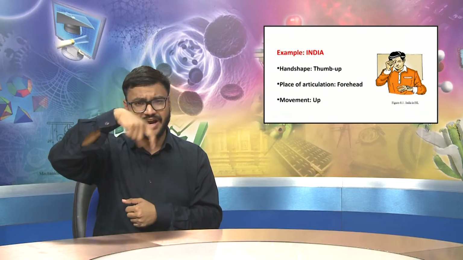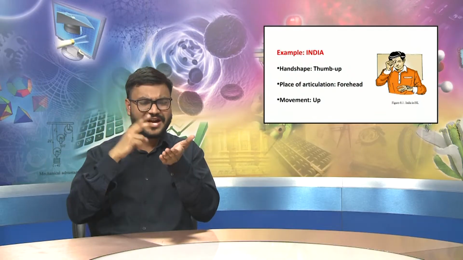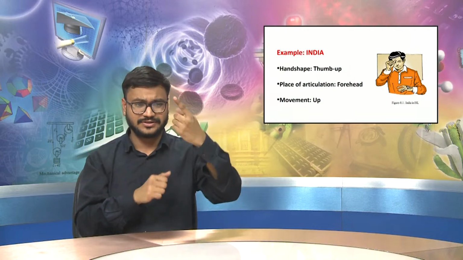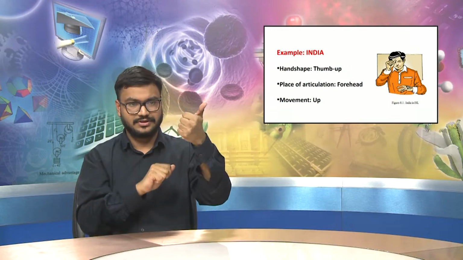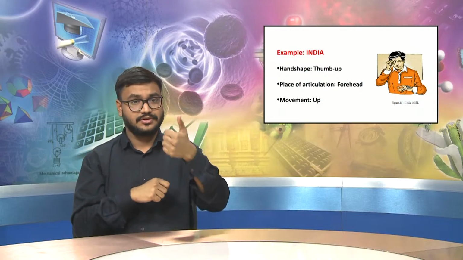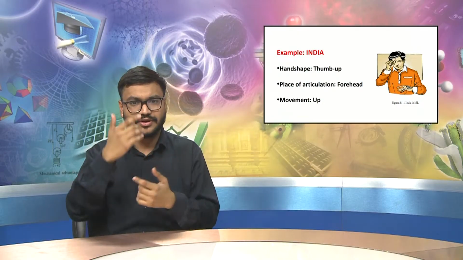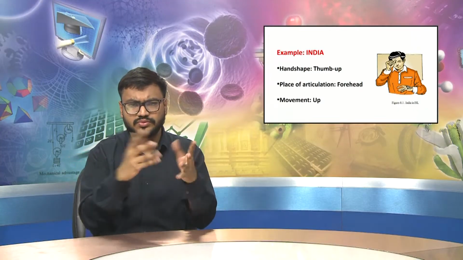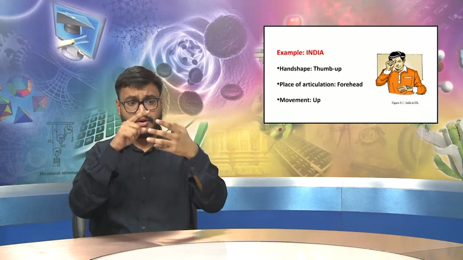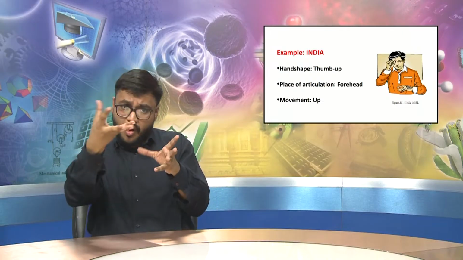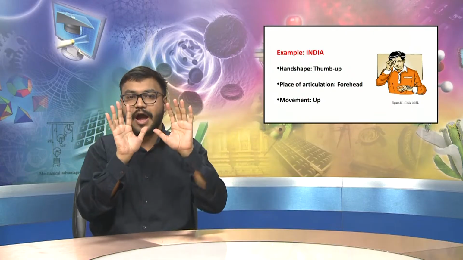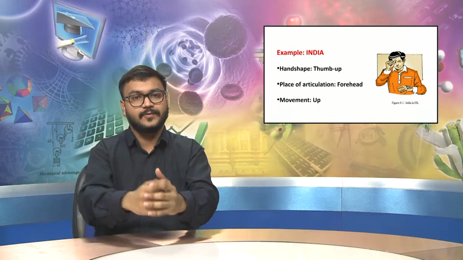Explain. India. In this sign, India, the handshape is thumb up and the place of articulation is the forehead. Movement is up. These three components make the sign India.